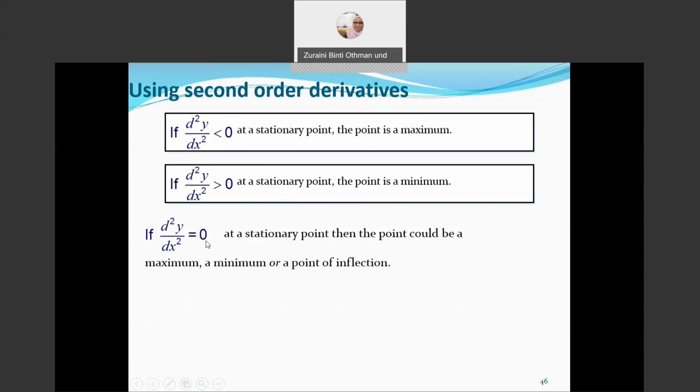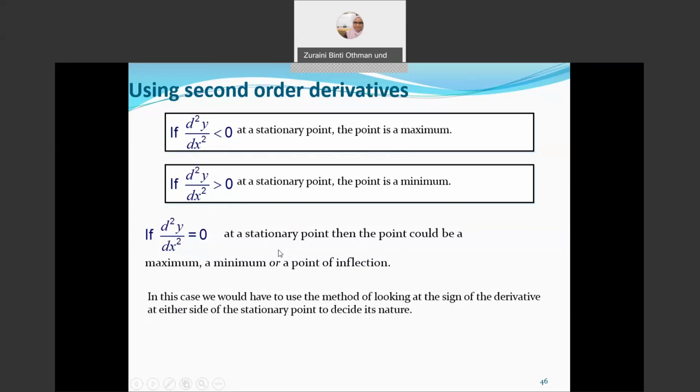Okay, now if our second derivative is equal to 0 also at the stationary point, then the point could be a maximum or minimum or point of inflection. Okay, ini dia ada 3 bentuk. Sama ada dia lebih kecil pada kosong, maximum, lebih besar pada kosong, minimum, dan sama dengan kosong, whether it is maximum, minimum or point of inflection. Okay, in this case, we have to use the method of looking at the sign of derivative at either side of stationary point to decide its nature.